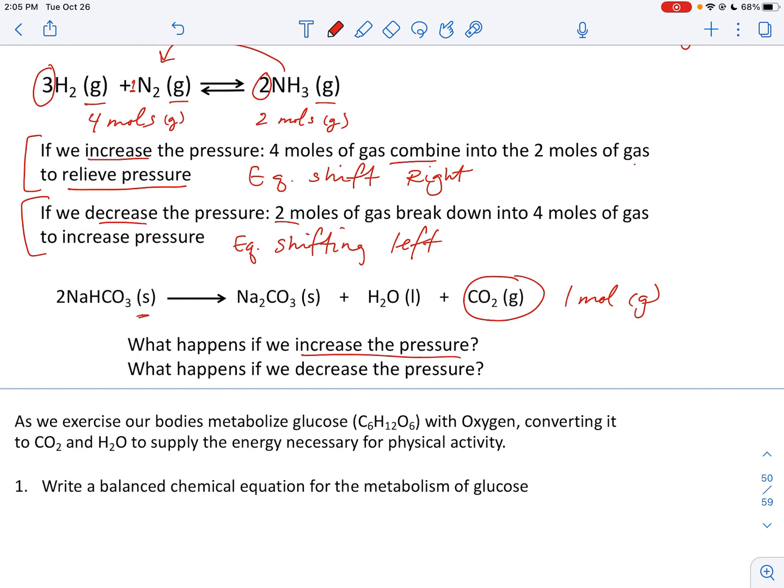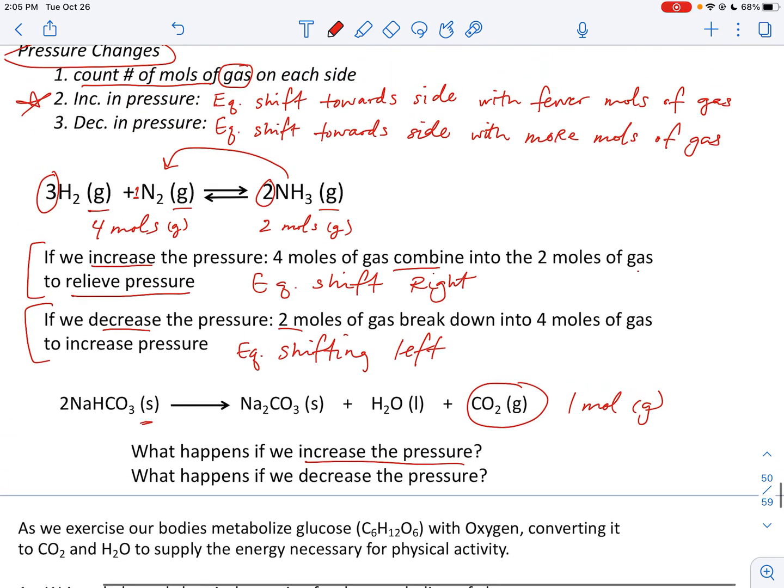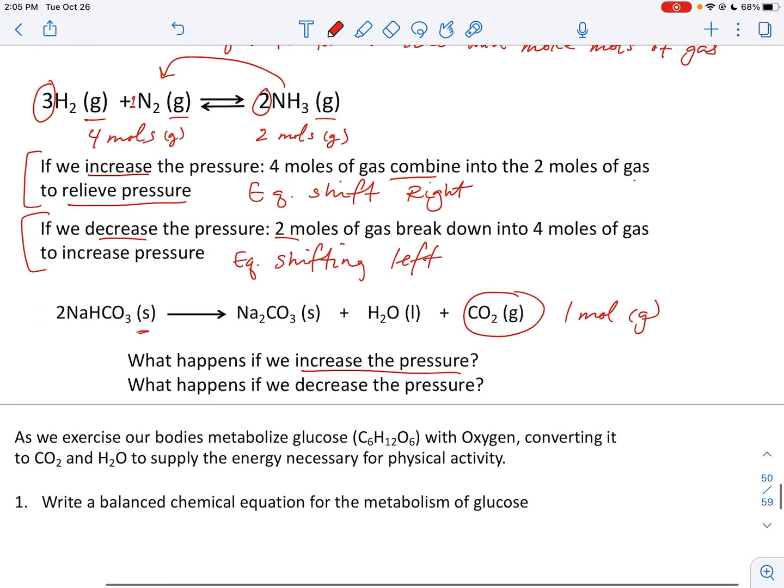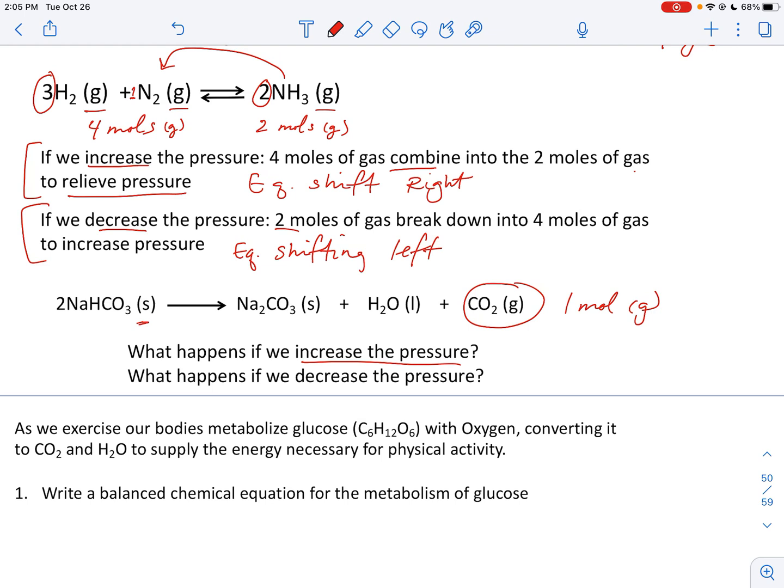So what happens if we increase the pressure? I want to give you a second to think about that. If we increase the pressure, go up here where I put the star. Equilibrium will shift towards the side with fewer moles of gas. Okay, so if we're going to increase the pressure, it's going to go from the side with 1 mole of gas to the side with 0 moles of gas. So equilibrium will shift to the left.